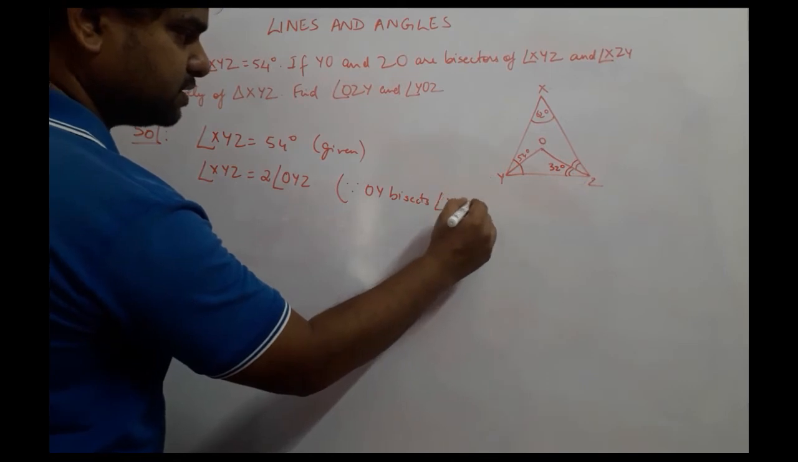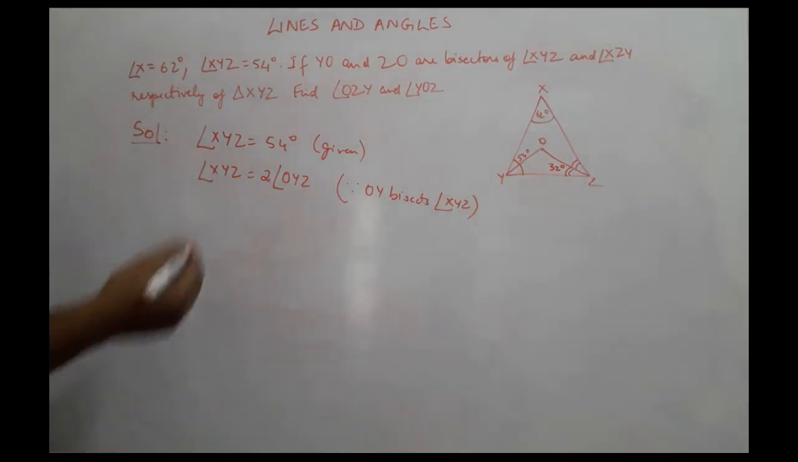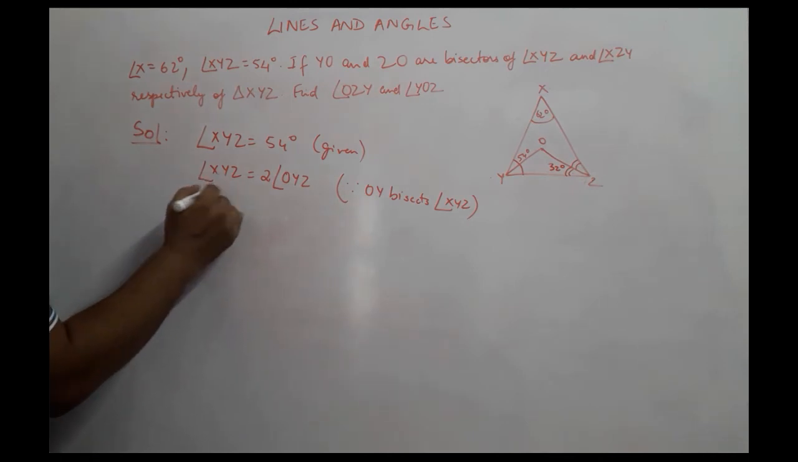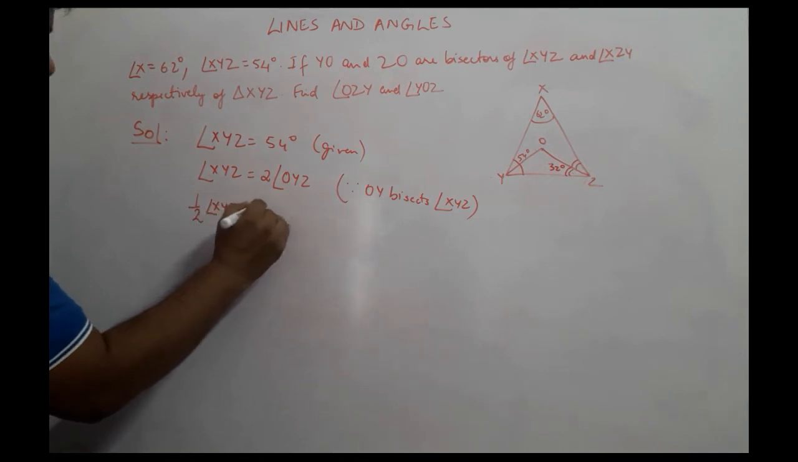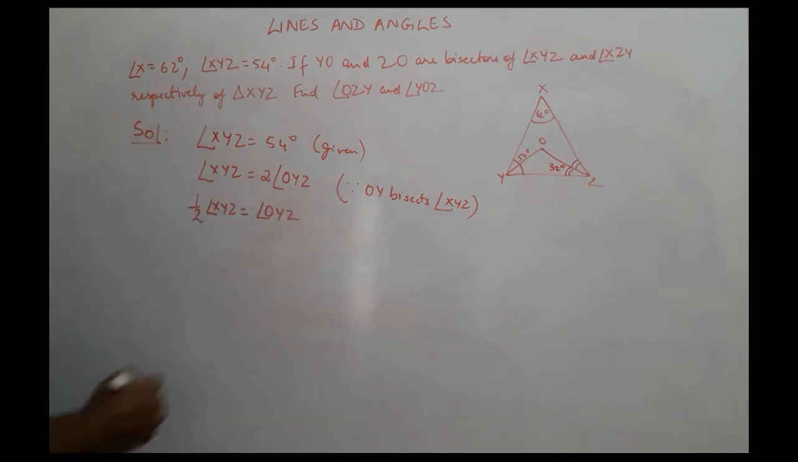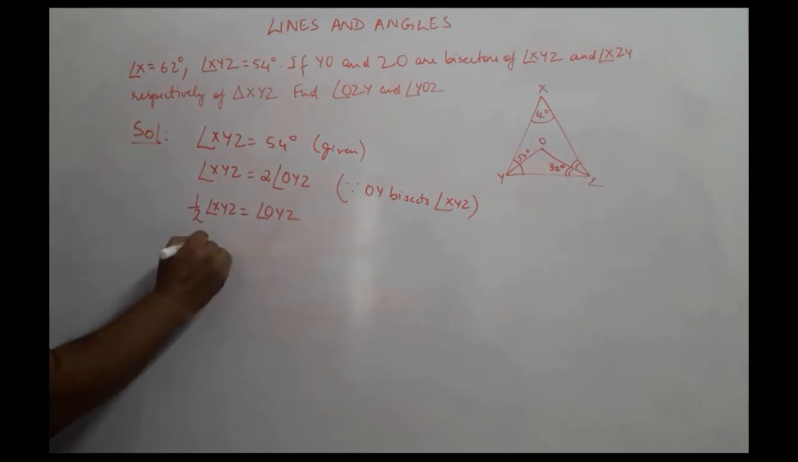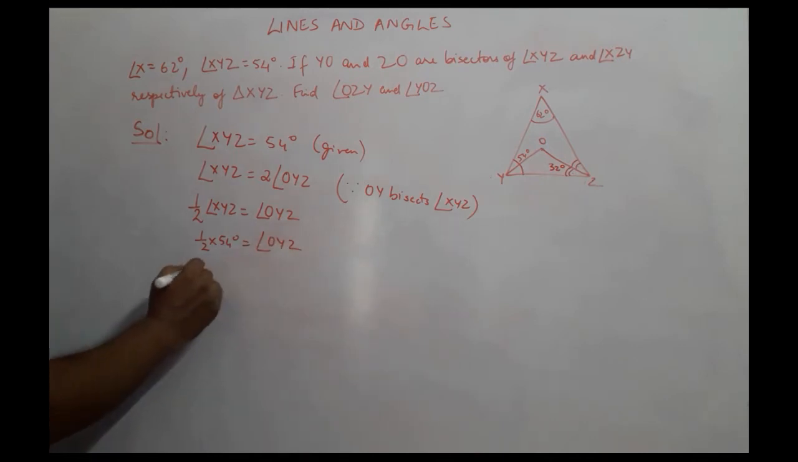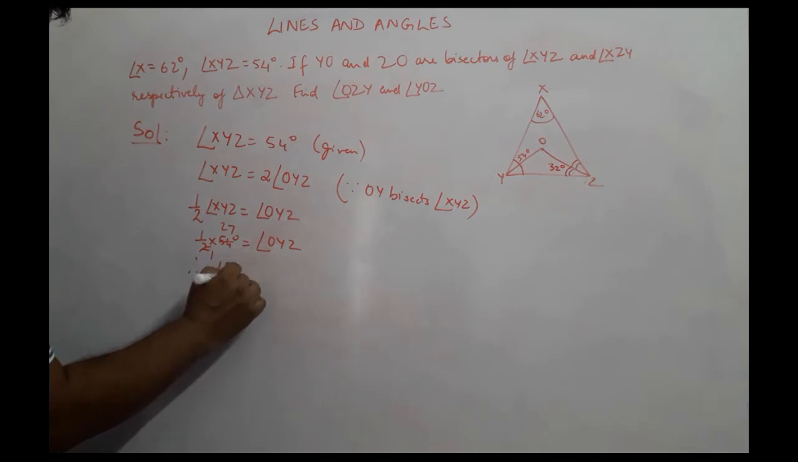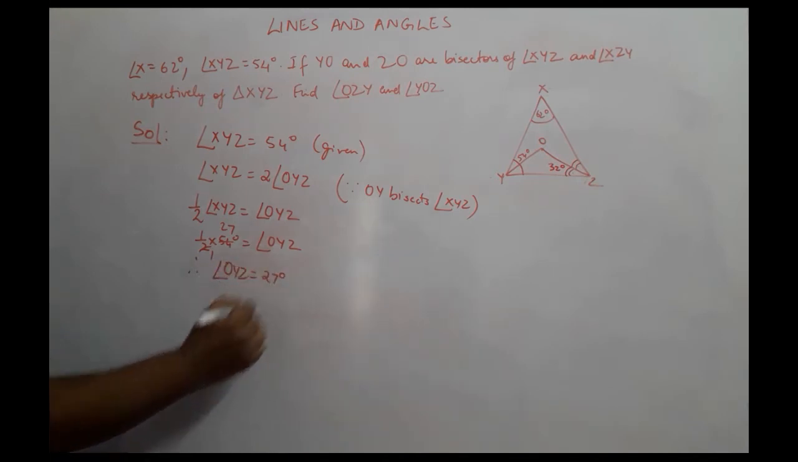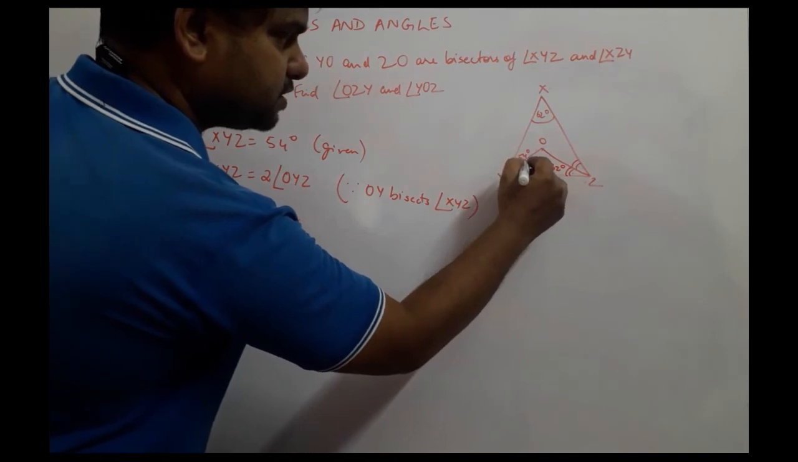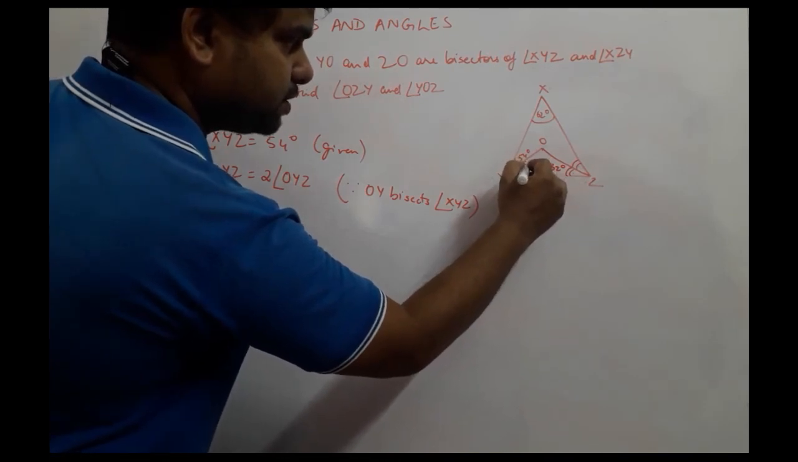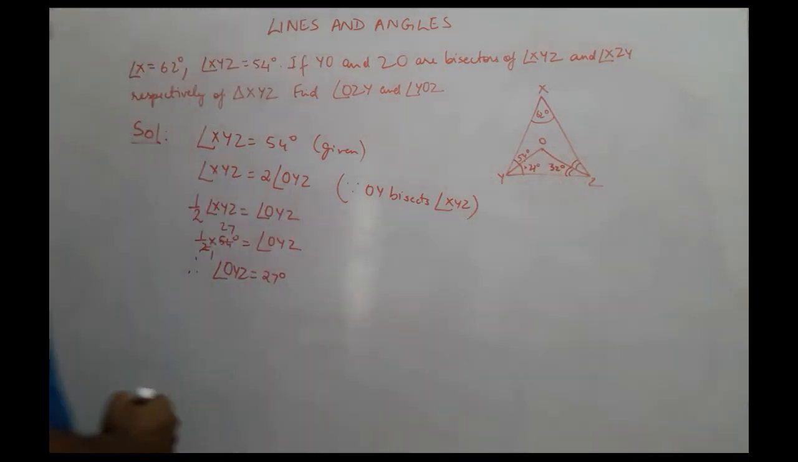angle XYZ. So similarly like the previous one, now this 2 we can take on this side, this will become half of angle XYZ equal to angle OYZ. XYZ is given as 54 degrees, so half of 54 degrees equal to OYZ. The 2 twos are 4, 2 fives are 10... 27. So therefore angle OYZ is equal to 27 degrees. This part over here is 27 degrees.